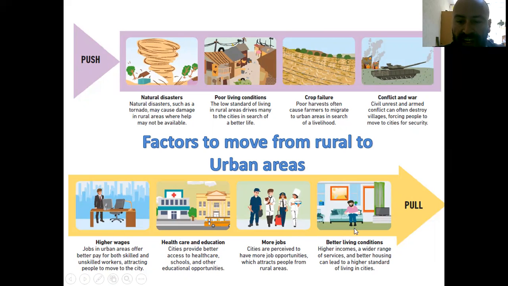And finally, the last condition would be to have better living conditions. They have more services. They have more routes, entertainment centers, and options to live. So these are some of the characteristics and factors that people experience to move from rural to urban areas.